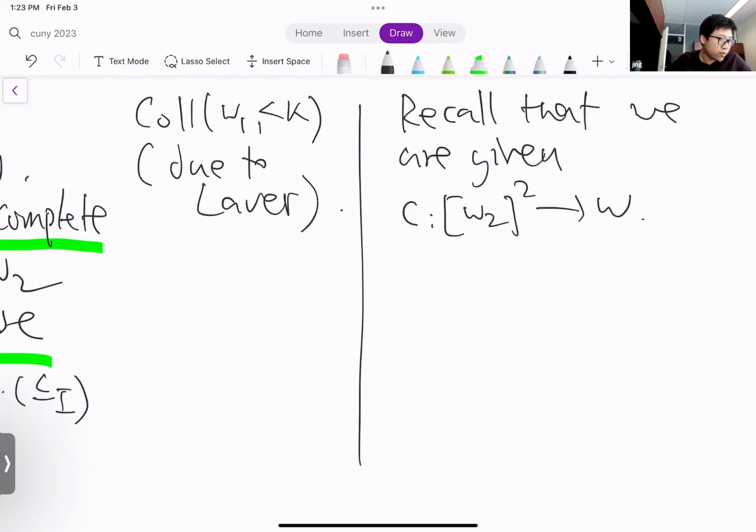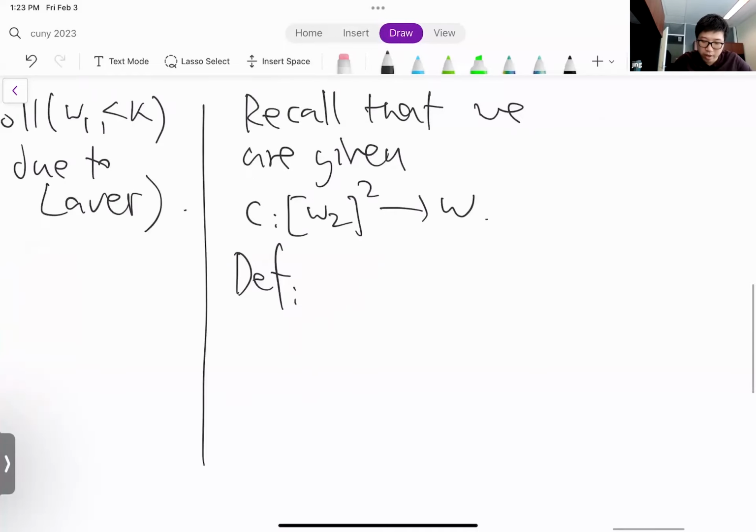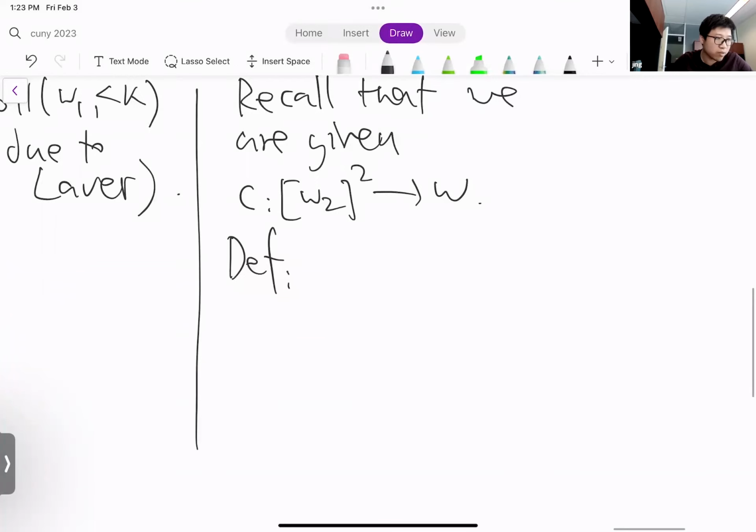So let me give a definition, and then I'll give a lemma, and then the final proof of this is just to iterate the lemma countably many times. And I think it would be very instructive to illustrate this with pictures. So I'll try to draw as many pictures as possible.